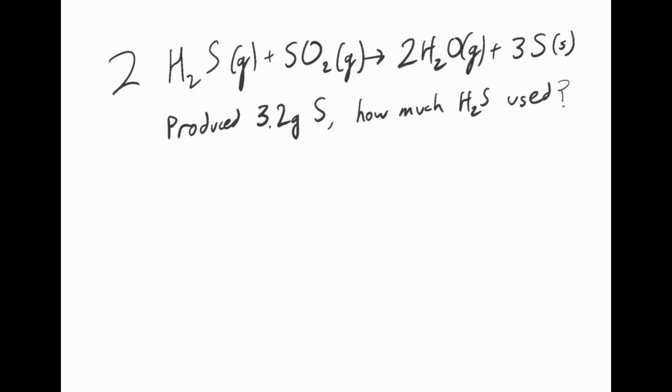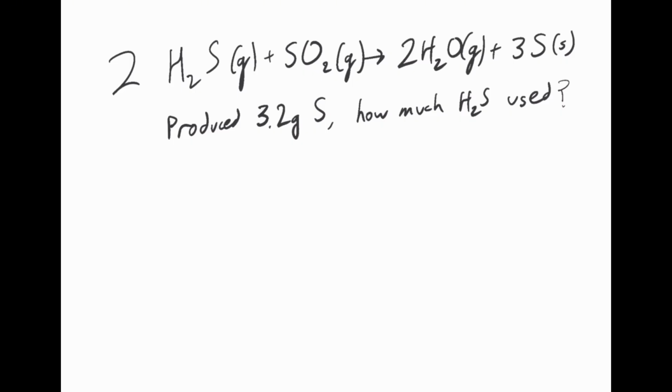This is a very common type of stoichiometry problem that you might see. Here they gave us 3.2 grams of sulfur were produced. They gave us a product, and they want us to solve for how much H2S was used, which is a reactant. Now, it can be in any combination. They might ask you to go from reactant to product, reactant to reactant, product to reactant. The order really doesn't matter. The main thing is you're going from one substance to another substance.